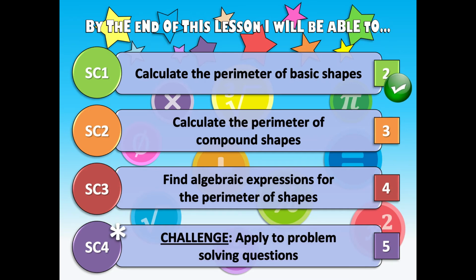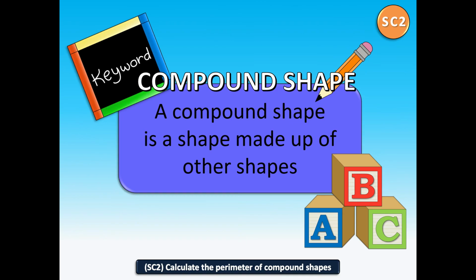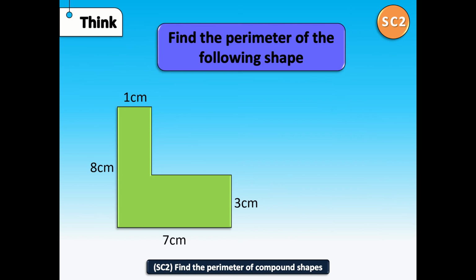And now we've completed success criteria 1. So now we're going to move on to number 2, and this is to calculate the perimeter of compound shapes. So a compound shape is made up of other shapes. So this would be an example of a compound shape because it's made up of 2 rectangles.